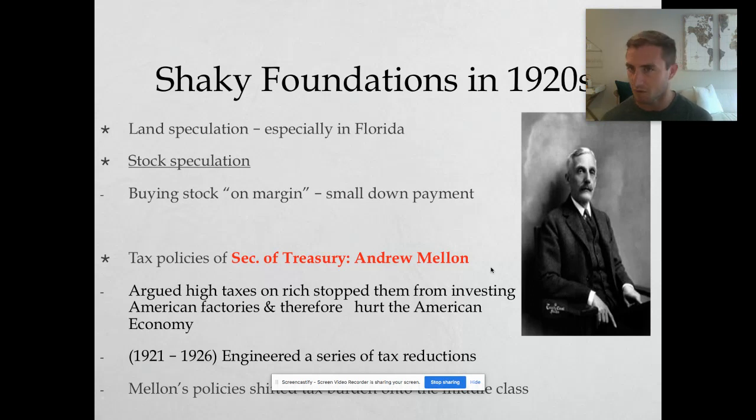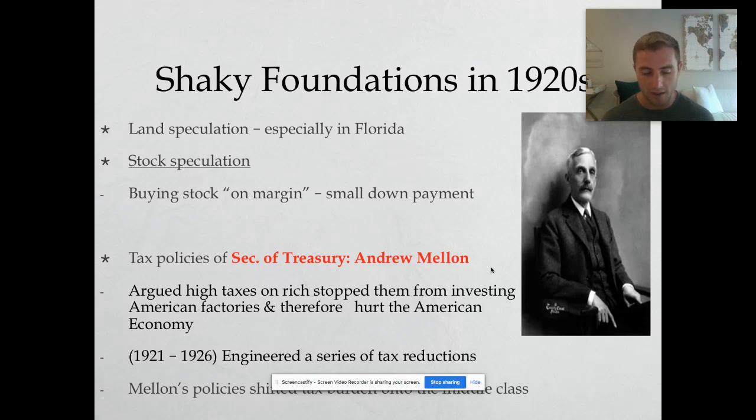And he, of course, would then be a believer in trickle-down economics, that if the rich are doing well, they're going to employ more workers and the economy will do well. And so because of this, he's going to engineer a series of tax reductions in which much less tax is being taken from the upper 10%.